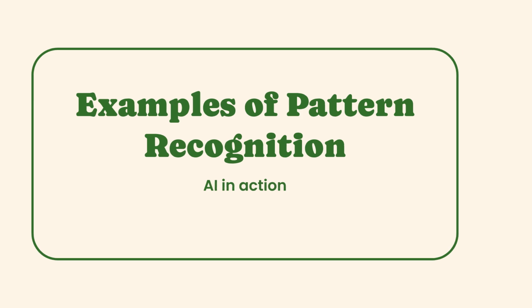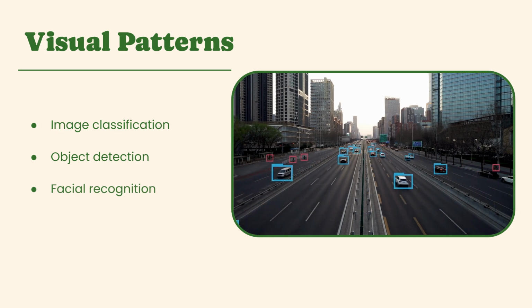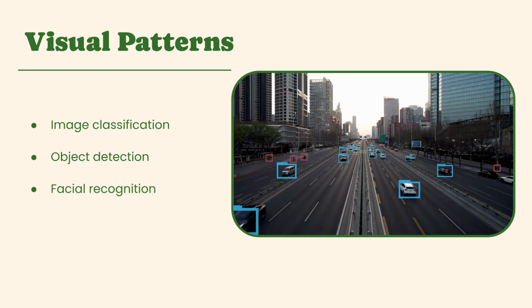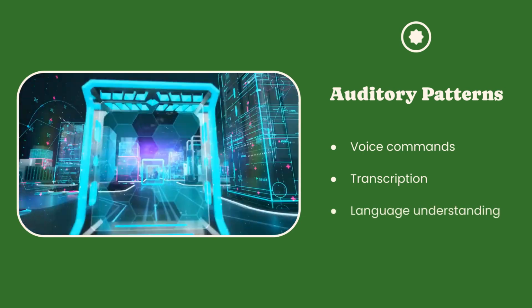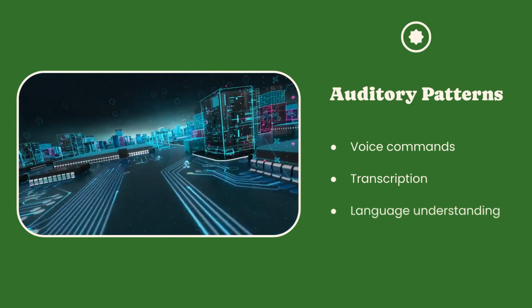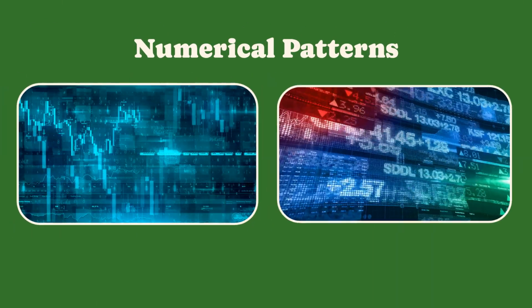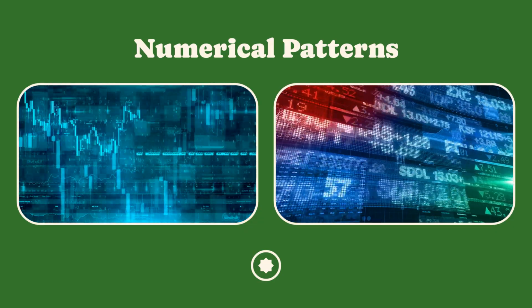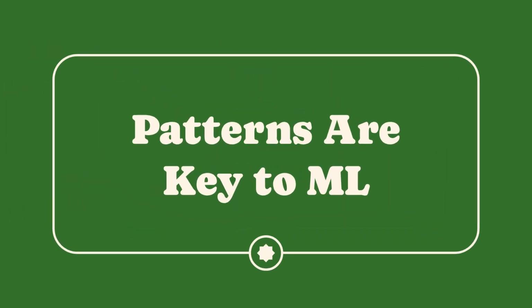Let's look at some key examples. Visual pattern recognition enables AI to see, allowing for tasks like identifying objects in images, recognizing faces, or powering self-driving cars. Auditory pattern recognition is crucial for speech recognition systems, allowing virtual assistants to understand spoken commands and transcribe audio accurately. AI uses numerical pattern recognition in financial forecasting, stock market analysis, and predictive analytics to spot market trends and anomalies.